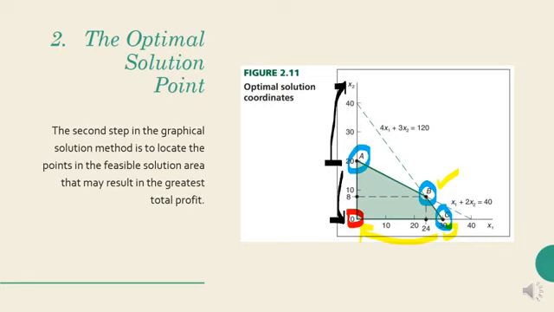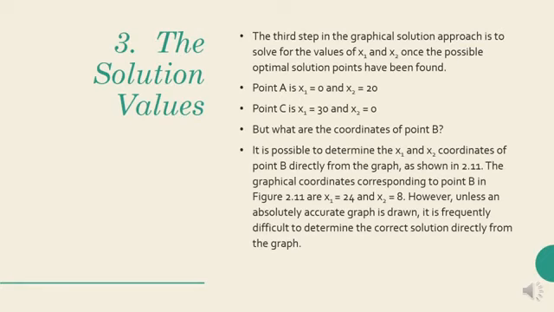Okay, so, either the optimal solution is A, or B, or C. But the question is, ano yung coordinates ng point B? Ano yung x1 niya at saka x2? Yun yung gagawin natin sa susunod ngayon, ano? Number 3, the solution values. The third step in the graphical solution approach is to solve for the values of x1 and x2 once the possible optimal solution points have been found.